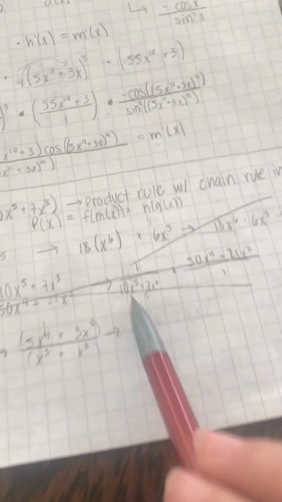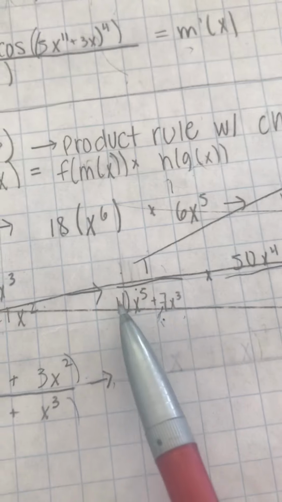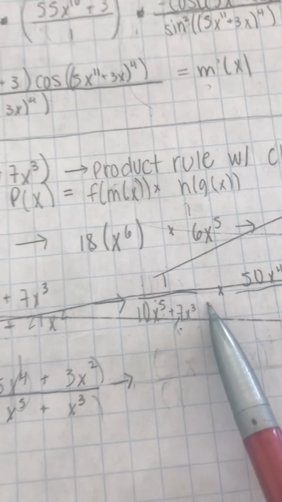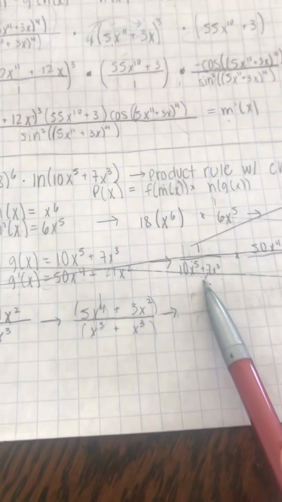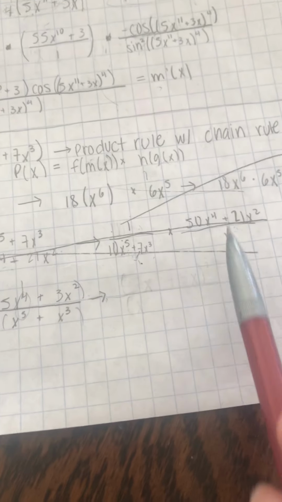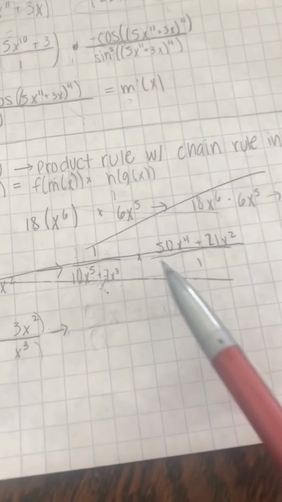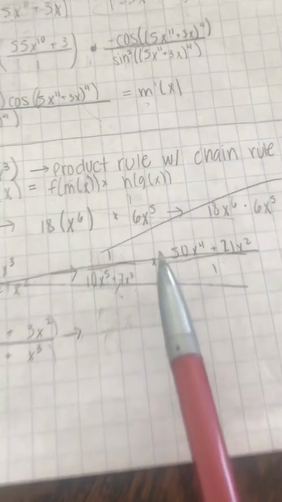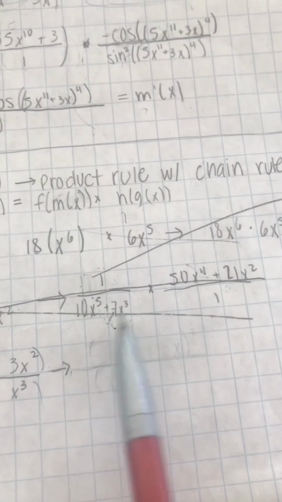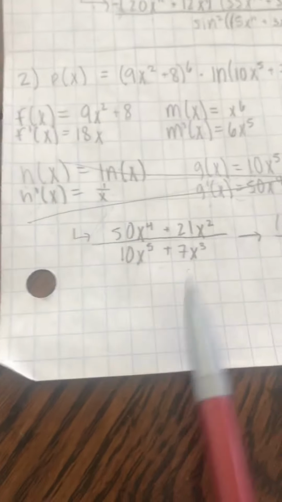Again, I apologize it's crossed out, but it's 1 over 10x to the power of 5 plus 7x to the power of 3, because this is g of x, and this is h prime of x. And then this is g prime of x over 1, because over 1 doesn't do anything. It just makes it one even fraction. I'm going to multiply across, so this ends up on the numerator, and this is the denominator. You can see that here, which isn't crossed out, which is why I kept this page.